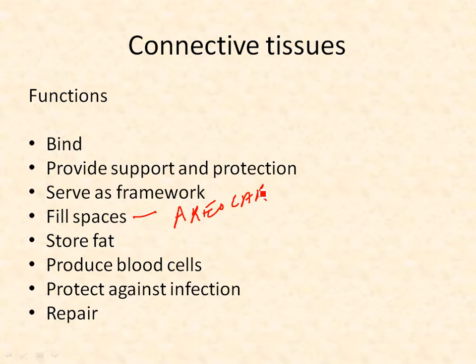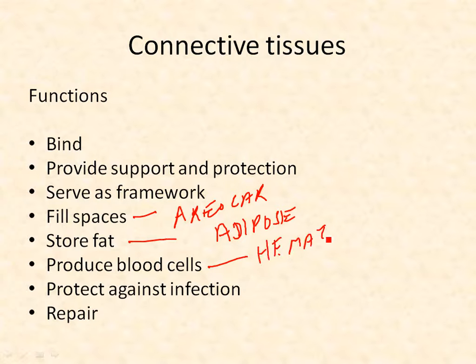Stores fat as the adipose tissue, which stores fat. Produces blood cells. Example is the bone marrow in the long bones, which is hematopoietic tissue. It produces blood cells. These blood cells help us fight against infection, and then this is the repair of the body.